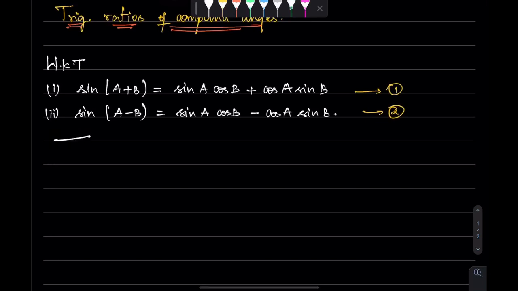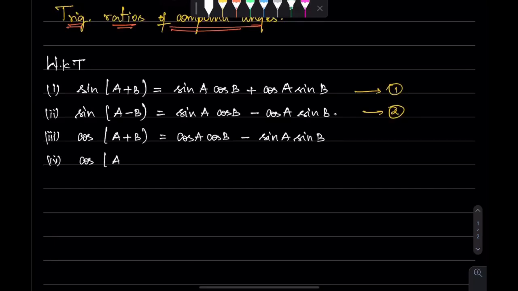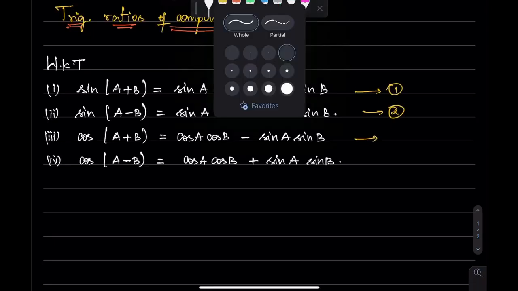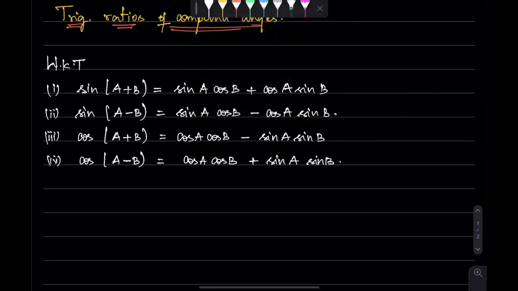Before doing that, let me take the third one, cos of a plus b. What is cos a plus b, children? Cos a cos b minus sin a sin b. And the fourth one, cos a minus b, is going to be equal to cos a cos b plus sin a sin b. So we are going to use these four results and find some interesting results.